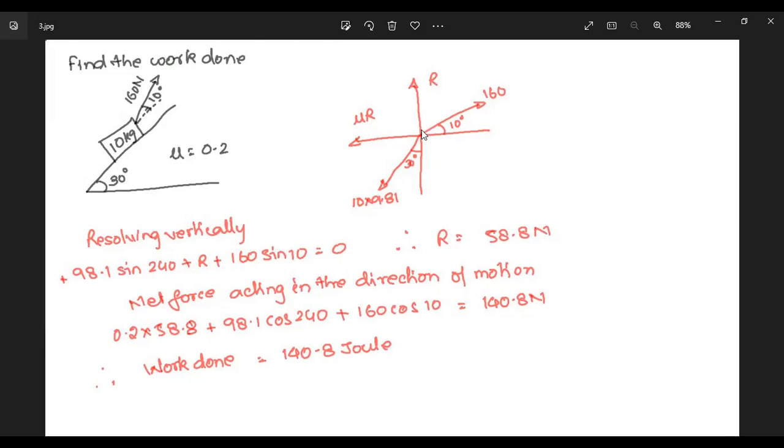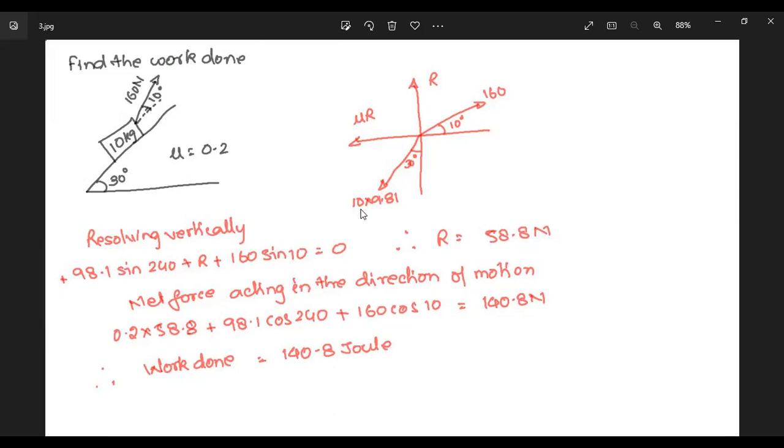In the free body diagram, R is the reaction offered by the surface. Mu R is opposite to the direction of possible motion. 160 Newton is acting at an angle of 10 degrees. The 10 has been multiplied by 9.81 because this is 10 kg and the other force has been mentioned in Newton. So if you resolve this coplanar concurrent force system, as it is in equilibrium, you have two equations of static equilibrium.